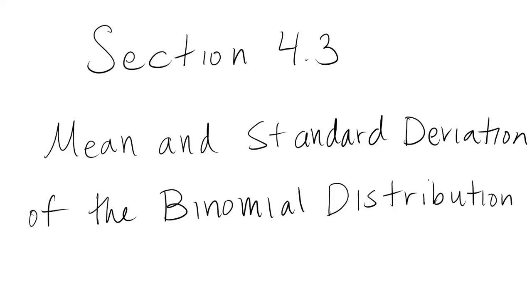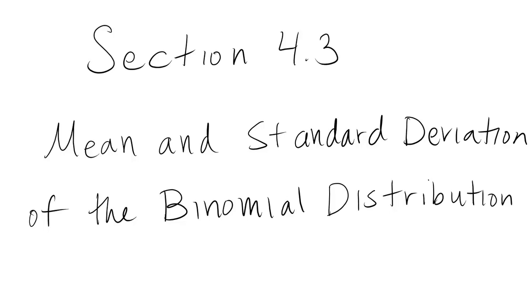This is our fourth and final video over section 4.3, and in this section we won't be looking at binomial probabilities. Instead, we'll be looking at the mean and standard deviation of the binomial distribution. We've talked about finding means of random variables earlier in this chapter. It's what we call the expected value.